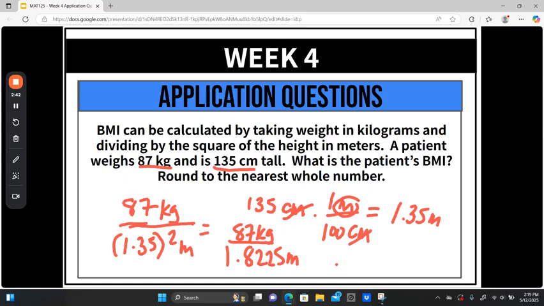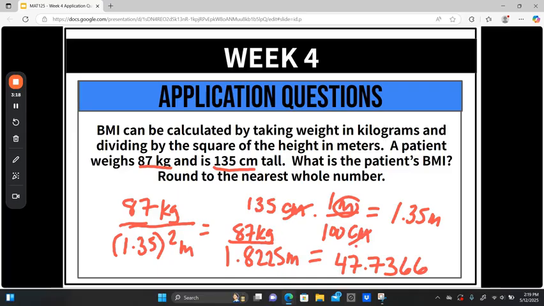Continuing on down here, when we take 87 and divide by 1.8225 meters, if you type that in your calculator, you're going to get quite the decimal here. I'll write out the first couple digits for you guys. 47.7366. All right, but this question is asking for us to round to the nearest whole number.